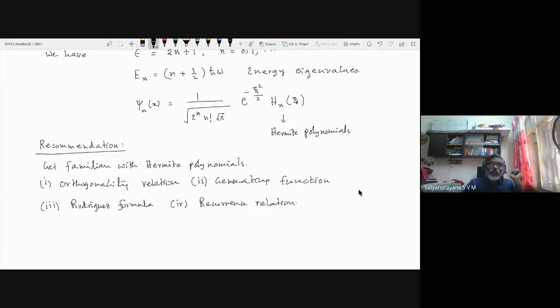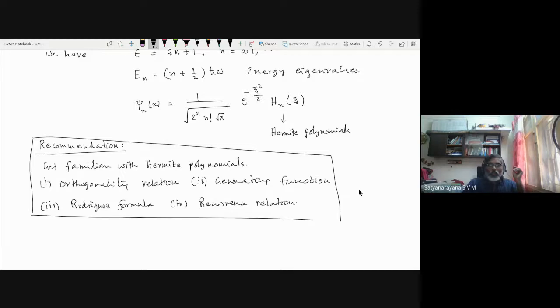So this much, if you know, then I think you will be able to solve problems where these Hermite polynomials are required. So I would strongly recommend you go back to your special functions chapter in Mathematical Physics 1 that you already studied last semester, and then refresh some of these things for the Hermite polynomials.